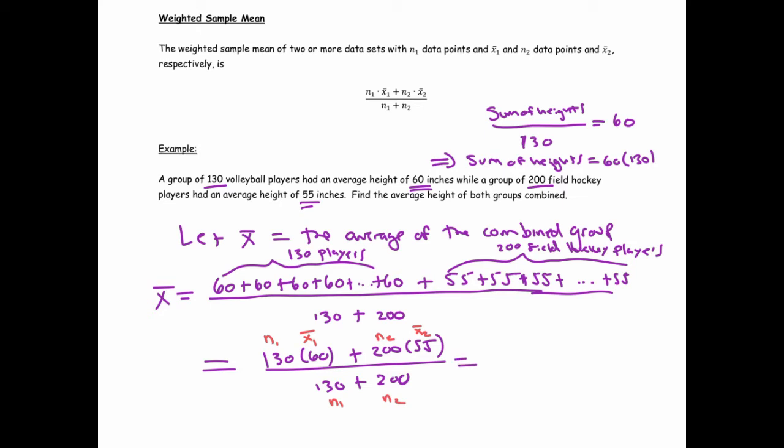So I've done this out, and I think you get 56.97. You can check that. So 56.97 inches. You may notice that it's actually a lot closer to the 55 inches, the average height of the field hockey players, than it is to the 60-inch average of the volleyball players. And that's because there are more field hockey players, so their average height has more weight.